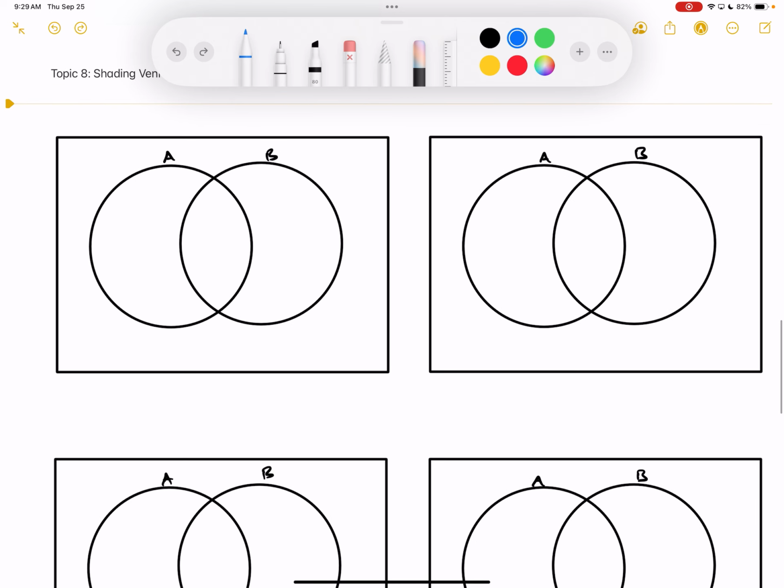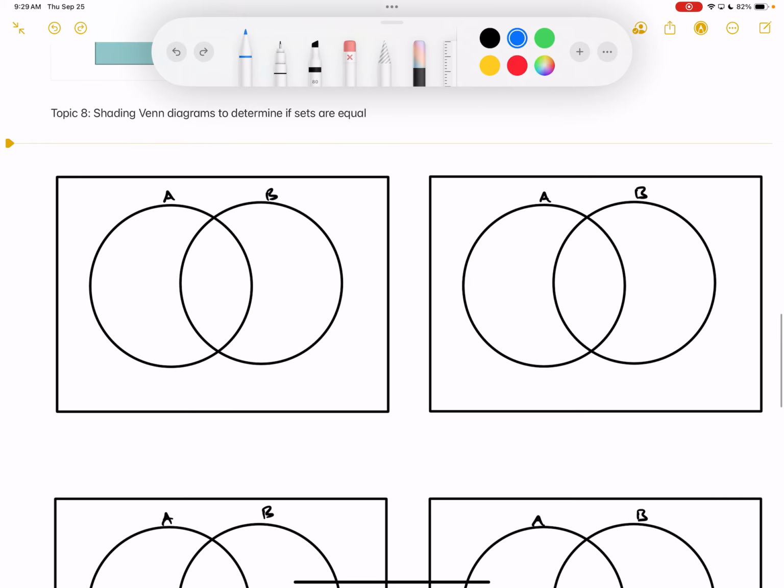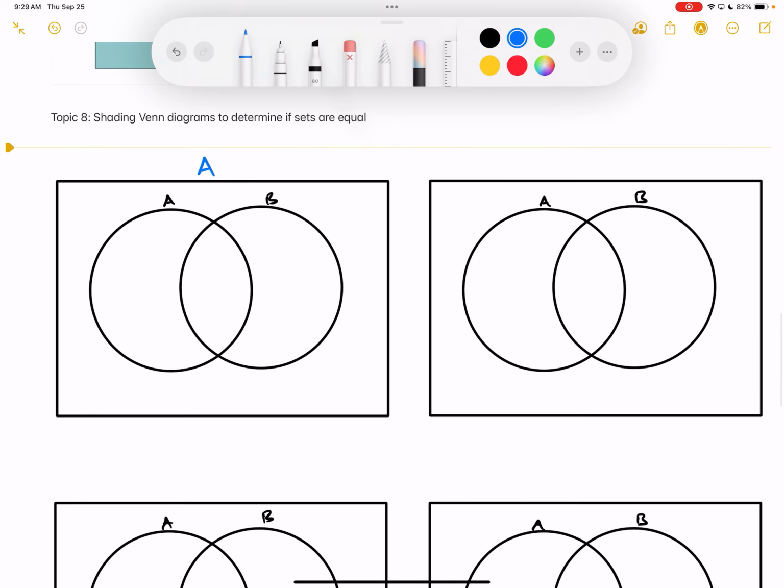So we'll go through a couple of these, but if I'm just shading A, that's just going to be shade A. And I know most of y'all know that, that's not the issue here, but sometimes it just helps to visually see these.